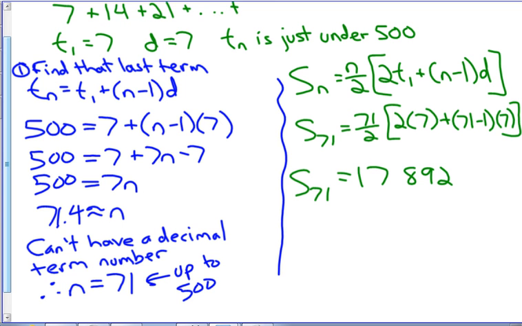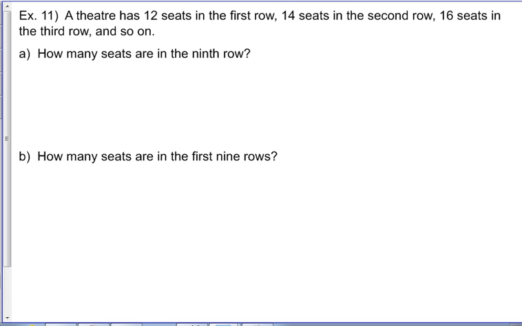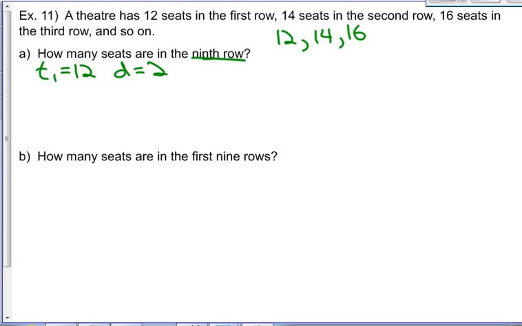One last application that we'll do in this video, and then we'll cap it and have a second video on geometric sequences and series. A theater has 12 seats in the first row, 14 seats in the second row, 16 seats in the third row, and so on. How many seats are in the ninth row? Let's write out the sequence: 12, 14, 16, and so on. First term is 12, common difference is 2. If we're talking about the ninth row, then n is 9.